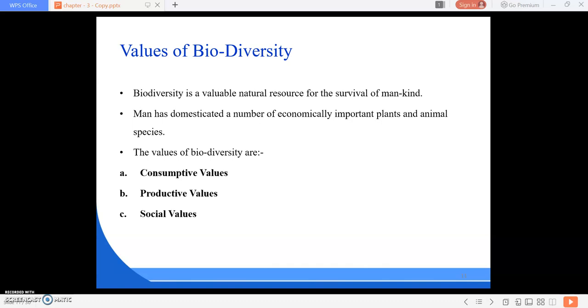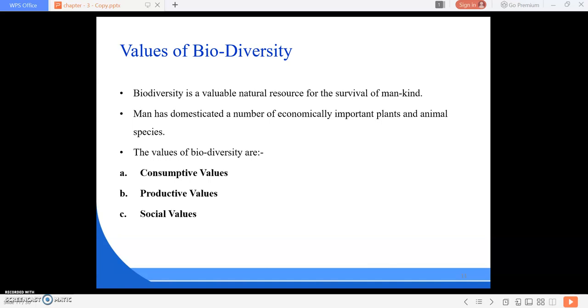Good morning, everyone. I am Shweta Sarangi, and in the previous class, we studied biodiversity and the biogeographical classification of India, and also the floristic or botanical regions of India. So, we have completed that, and today we are going to start the values of biodiversity.